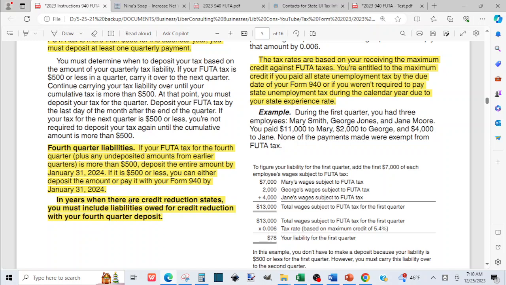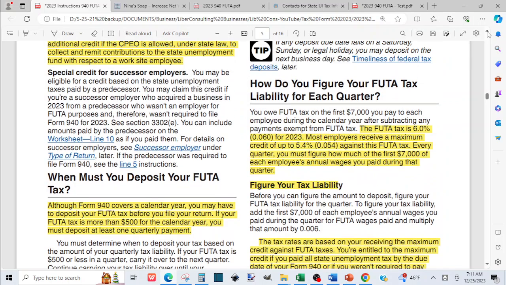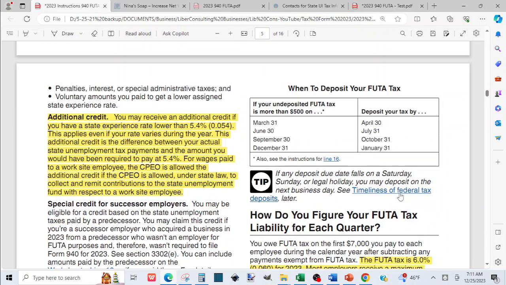In years when there are credit reduction states, you must include liability owed for credit reduction with your fourth quarter deposit. And they have the quarter cut-off dates for you to use.